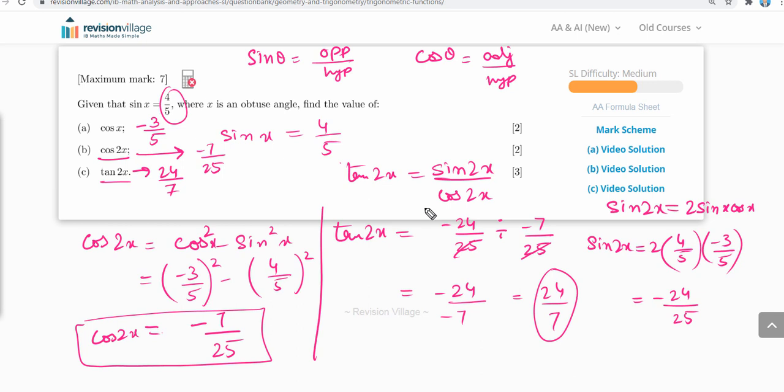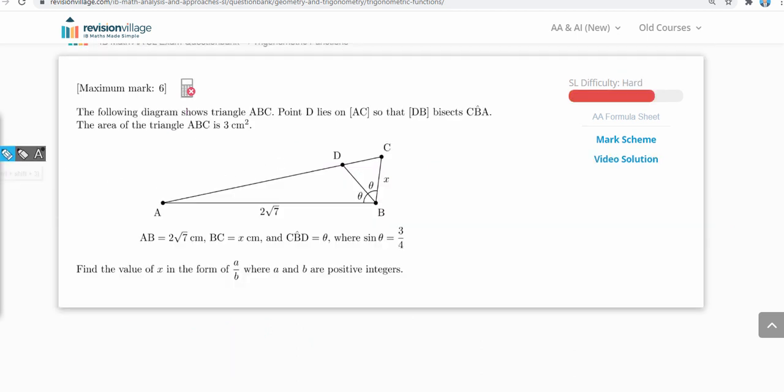Now let's move on to a hard level question. Alright, so here we have a hard level question. It says the following diagram shows triangle ABC. Point D lies on AC so that DB bisects angle CBA, which means that these two angles are equal. Now the area of the triangle ABC is 3 centimeters square. Find the value of x in the form of a over b, where a and b are positive integers.